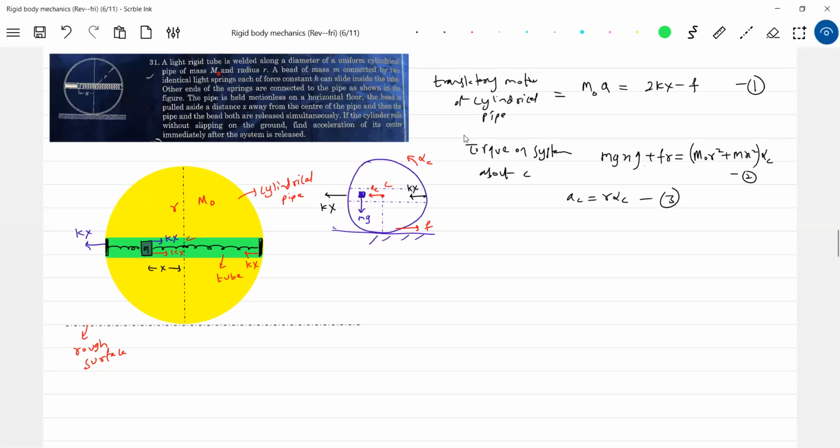Can slide inside the tube. Okay, this is fine. The total system is what will rotate now. At that instant, it will have a tendency to rotate. Why will it rotate about the center, sir? Tell me, which point do you want it to rotate about? About the center of mass.